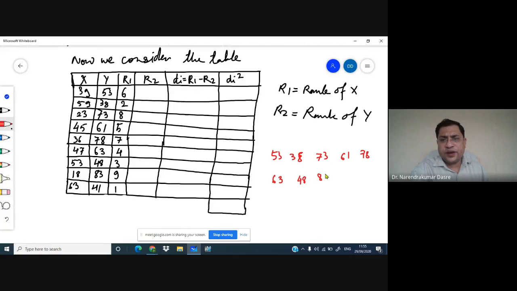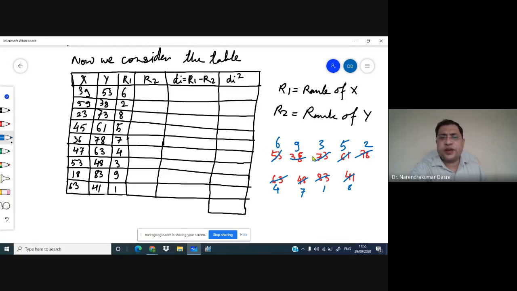Now you can see who is maximum. 83 is the maximum, so it gets rank 1. Then 78 is 2. Then 73 is 3. Then 63 is 4. Then 61 is 5. Then 53 is 6. Then 48 is 7. Then 41 is 8. And then 38 is 9. And hence we got the ranks.